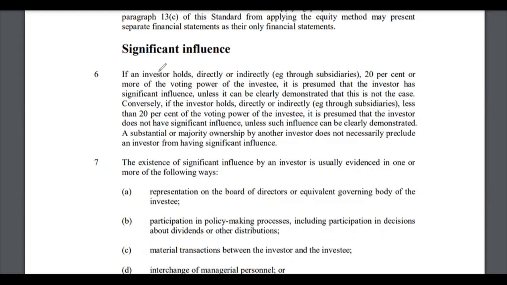So there is significant influence if an investor holds, directly or indirectly, right? It could be direct or indirect, for example through subsidiaries. They have given examples as well. Indirectly could be holdings through subsidiaries, 20% or more, right? So it starts from 20%. It has to be greater than or equal to 20% of the voting power of the investee, and then it's presumed, right? That's another keyword here, presumed, that the investor has significant influence.